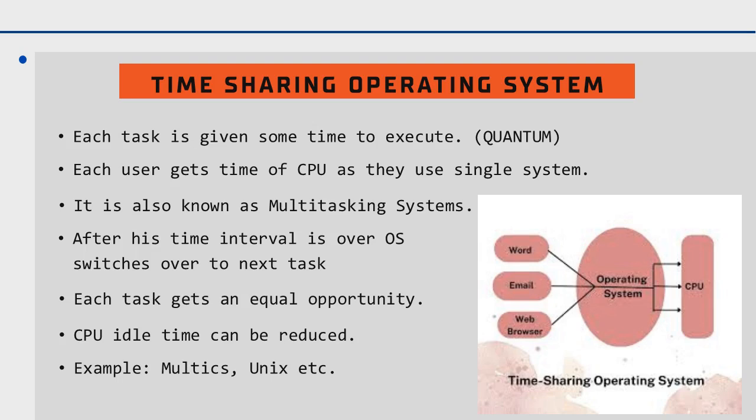When one task finishes its time interval, the operating system quickly switches to the next task. This switching happens so fast that it looks like all tasks are running at the same time. In this way, every task gets an equal chance to use the CPU. One of the big advantages is that CPU idle time is reduced, which improves efficiency. Some common examples of time sharing operating system are Multics and Unix.